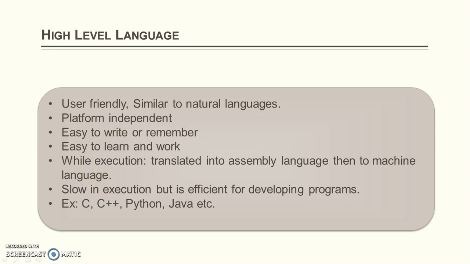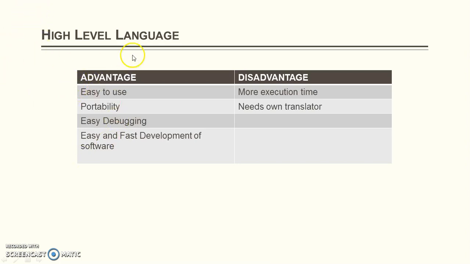While we execute a high level program, we need some translator that translates our high level program into assembly language, and then we convert this assembly code into machine language. Compared to assembly language and machine language, when we write a program in a high level language, the execution of this program will be slow, but it is efficient for developing a program. There are lots of high level programming languages like C, C++, Python, Java, etc. We will discuss C as a high-level programming language later on in our tutorial.